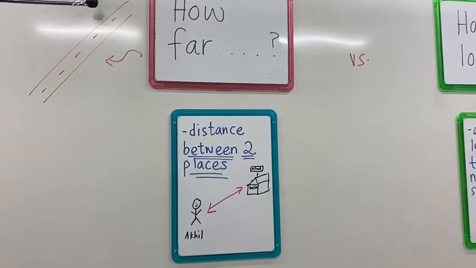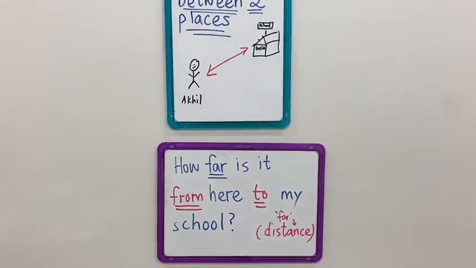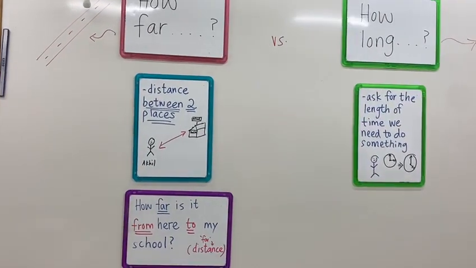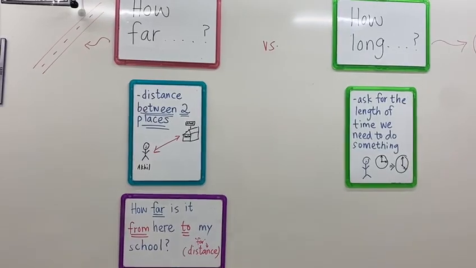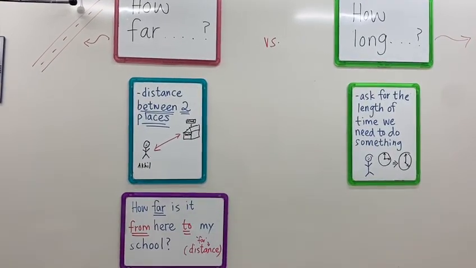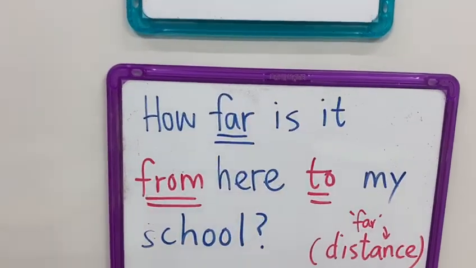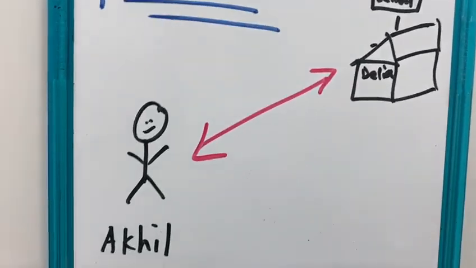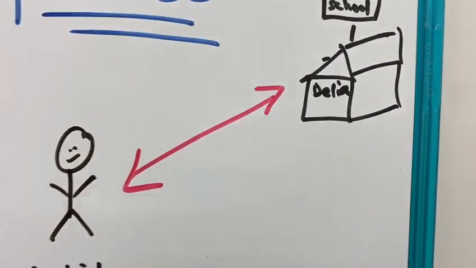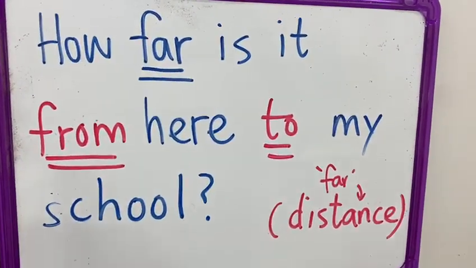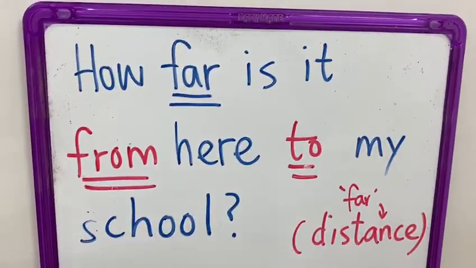Okay, now let's form some questions. Now let's refer to how far. How far is it from here to my school? Now let's look at the key words in here. Since we're talking about distance, how far, there are two very important words. Because you see, Akil needs to move from here to here. Okay, so when we're referring to distance, we must use these two important words in our sentence.